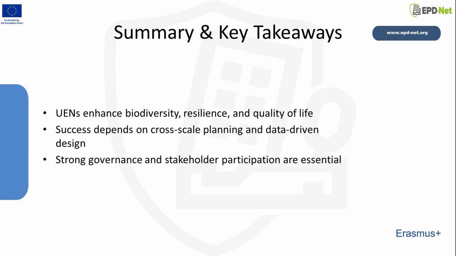Planning for urban ecological networks, UANs, is a complex, interdisciplinary process that combines ecological science, strategic planning, and effective governance. Successful networks are the result of deliberate planning that translates ecological knowledge into protected and functional landscapes. UANs enhance biodiversity, resilience, and quality of life.